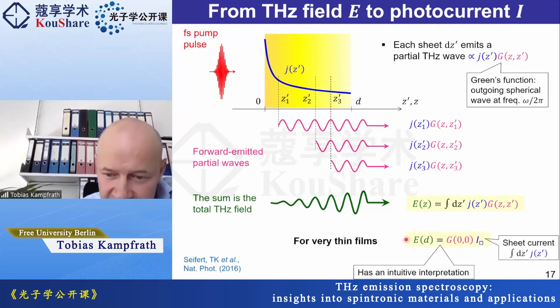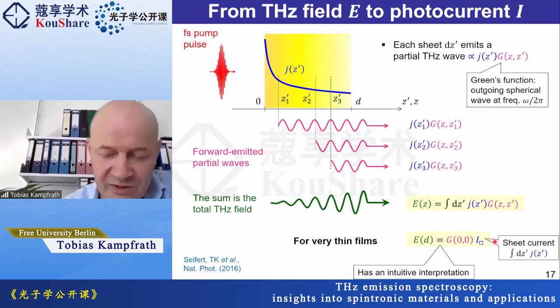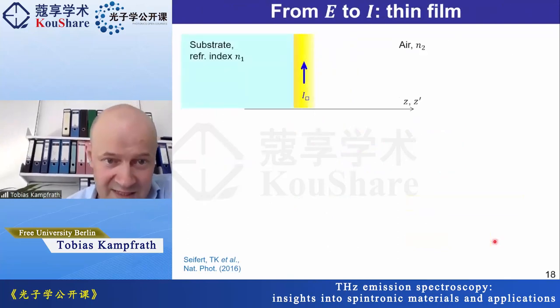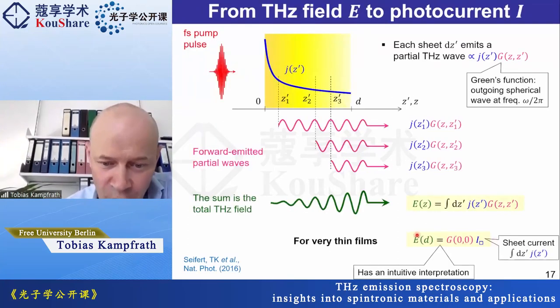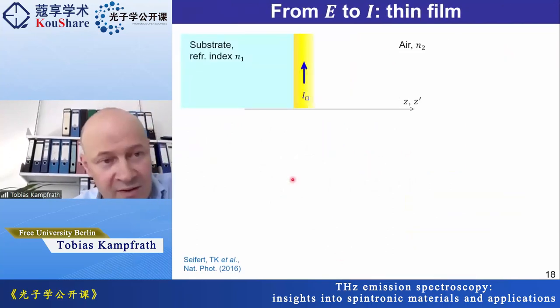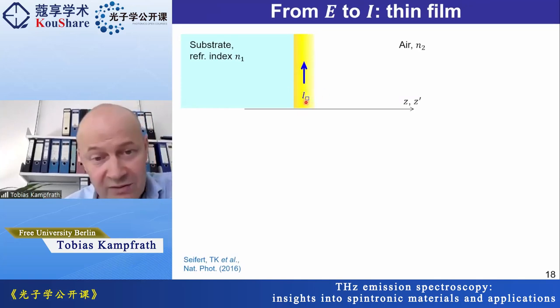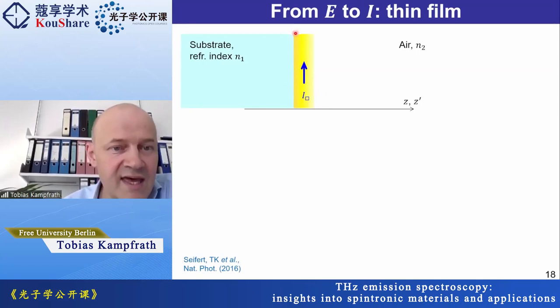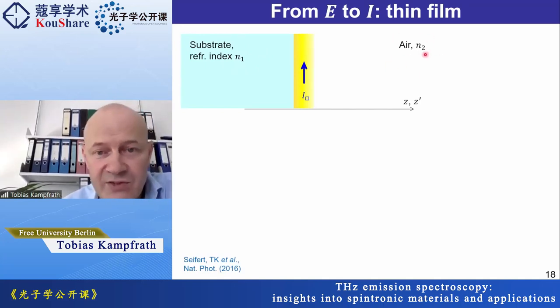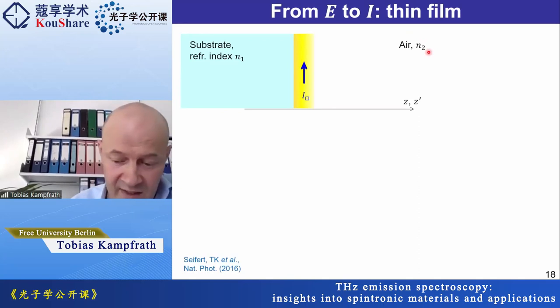And this equation actually has a very nice intuitive interpretation, which I would like to share with you on the next slide. So if you haven't understood this completely, don't worry. It has a very nice intuitive interpretation, which I try to show you here on the next slide. So again, we have here our sample in which the photocurrent flows. Now it's here the total integrated thickness integrated photocurrent density, so the sheet current density. And well, the sample sits on a substrate on the left-hand side, which has refractive index N1. And on the right-hand side, we have another half space, for example, air, with refractive index N2.